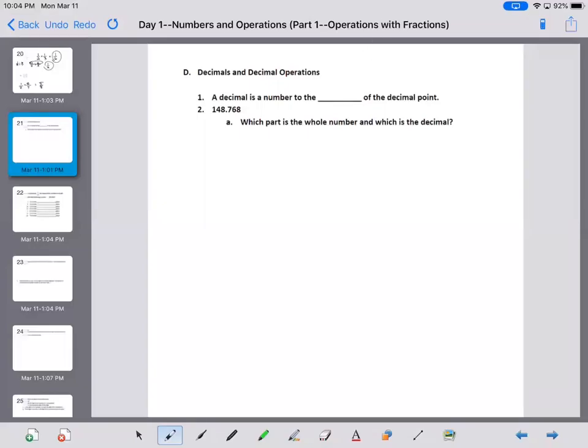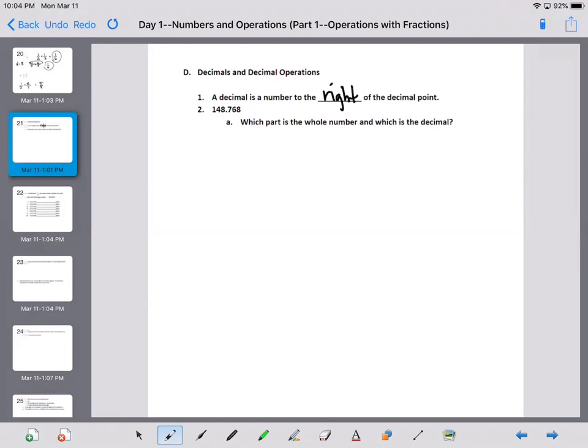So this is part 2 of our video series on numbers and operations. We'll begin with decimals and our decimal operations. And so a decimal is a number to the right of the decimal point.